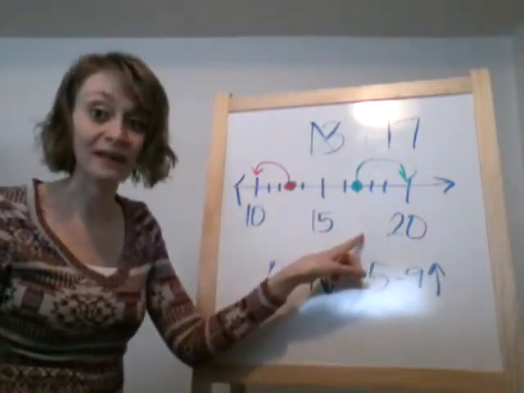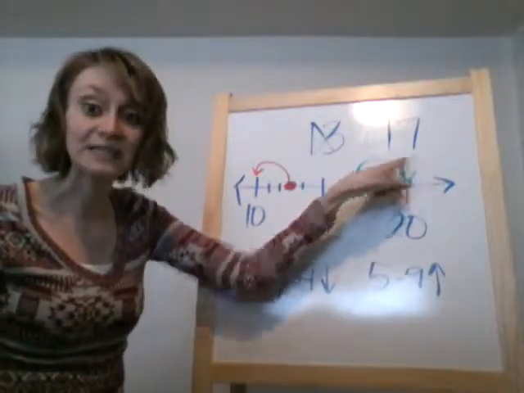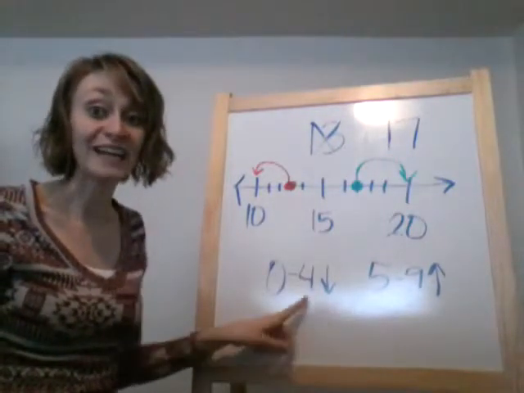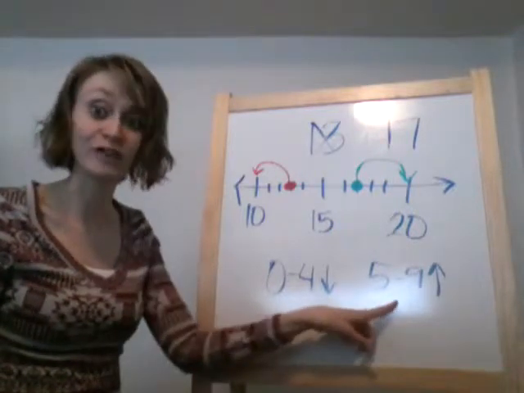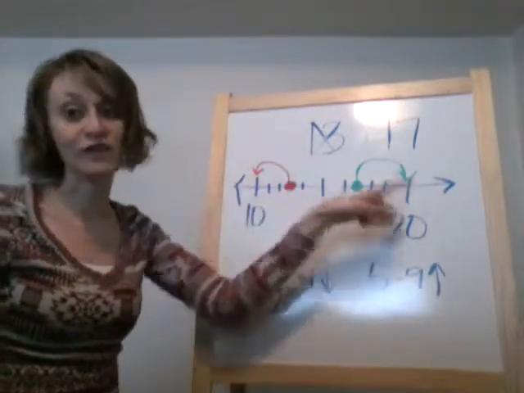Find it on a number line. Look at the ones place. Decide if you're going to round down or if you're going to round up, and double check with where it is on the number line.